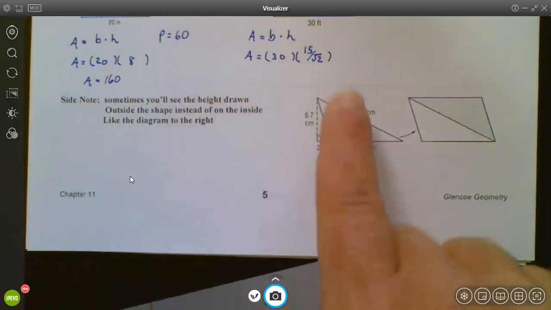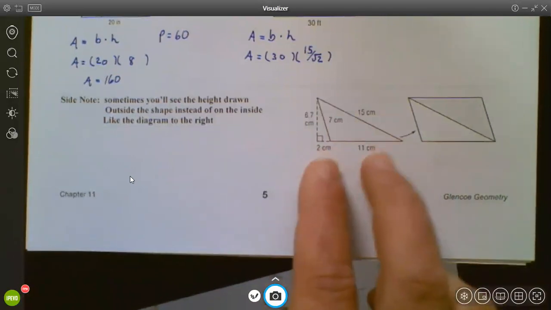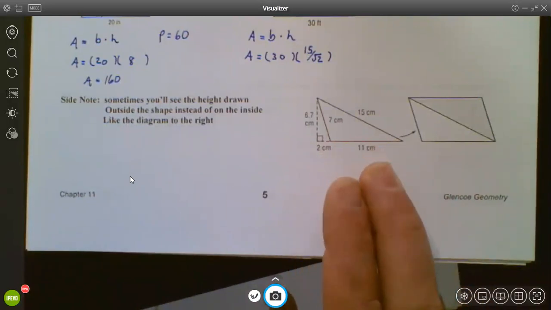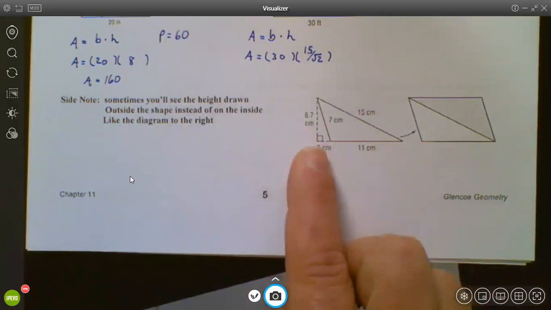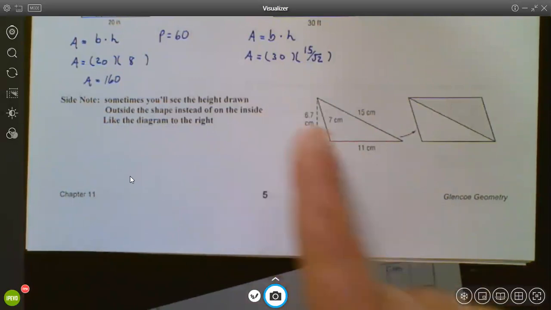So on this one, if I said, what's your base and what's your height, would our base be 11 or would our base be 13? It would just be 11. Remember, if you see dotted lines, it's not part of the shape. And then the height would be 7, right? Well, what's perpendicular to 11? 7. Right. So this would be my height. This would be my base.